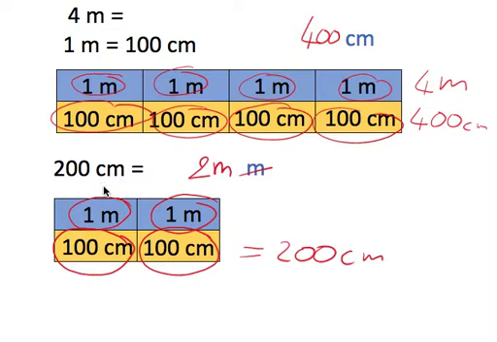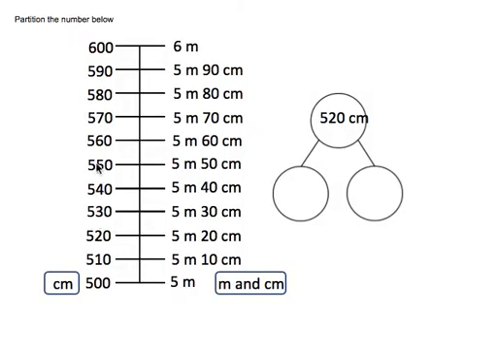Excuse me. So 200 centimeters equals 2 meters. Let's go. All right. Partition the number below. They've started filling in the chart for us.